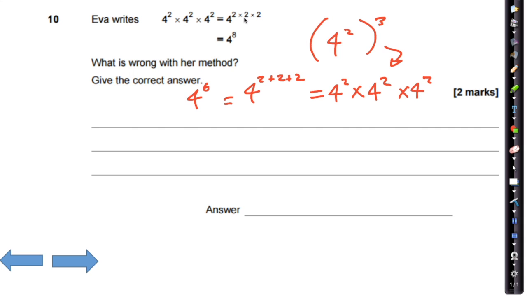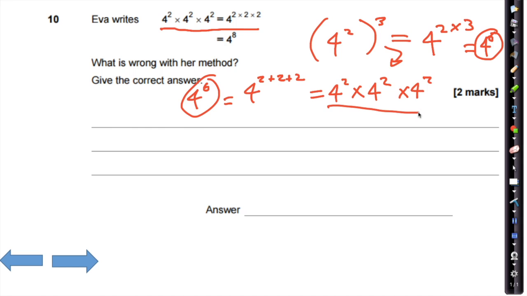Okay. What Eva's getting confused about is her power rule here. So 4 squared all cubed is when it's 4 to the 2 times 3, which will give you 4 to the power of 6, which is exactly the same as you should know by doing 4 squared times 4 squared times 4 squared. But she's not writing that. She's writing it like this. So she's written 4 squared times 4 squared times 4 squared, so like this.